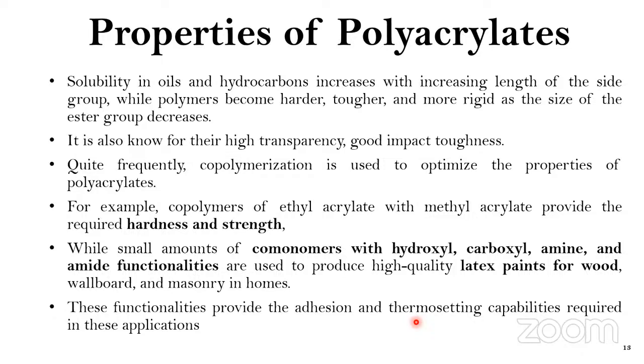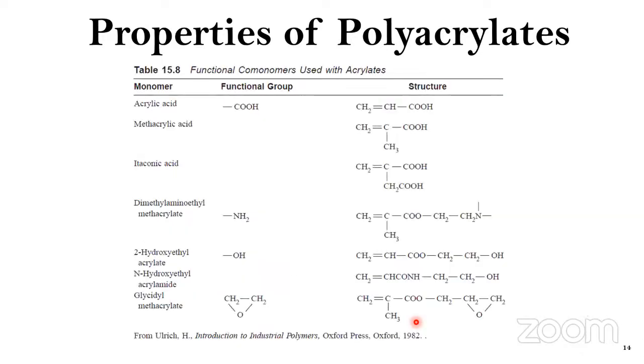So till now, four applications we have mentioned. One is hard and rigid applications like glass shields. Second is adhesives. Third is hydrogels, and fourth is latex paints. So these are all applications of polyacrylates. Next is the properties of polyacrylates, which will come from your monomers.